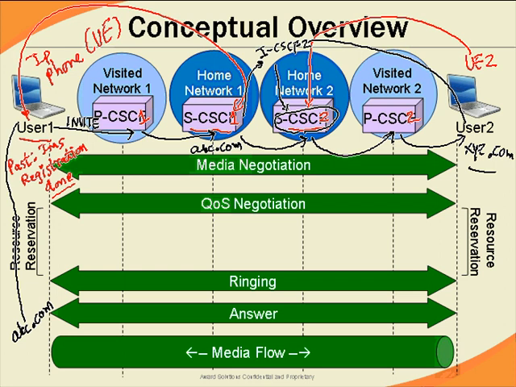So these are basically the main nodes that process the SIP signaling messages. So UE to proxy to serving CSCF, serving CSCF to serving CSCF, serving CSCF to proxy, proxy to the user. That is the main set of nodes that would be in the signaling path for that call.